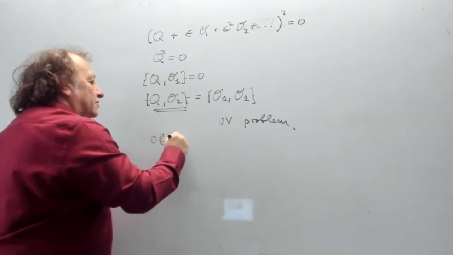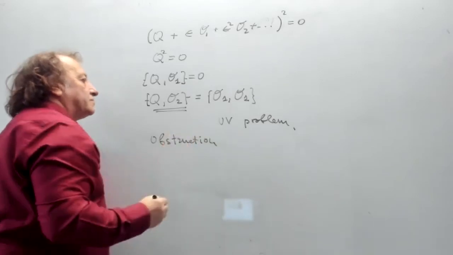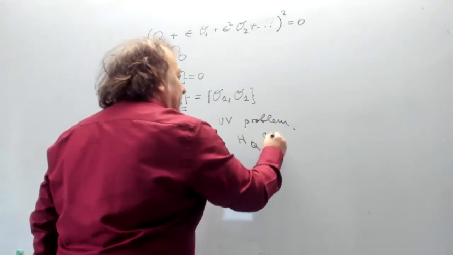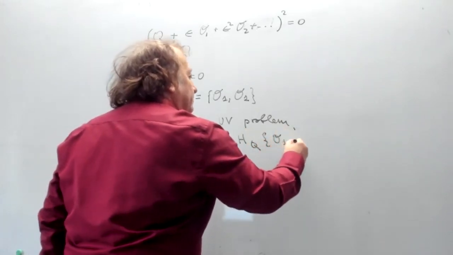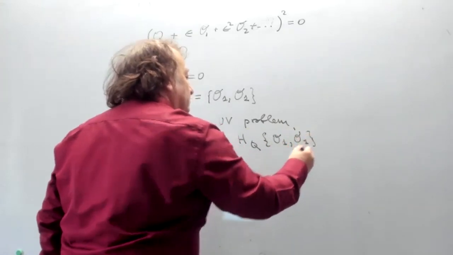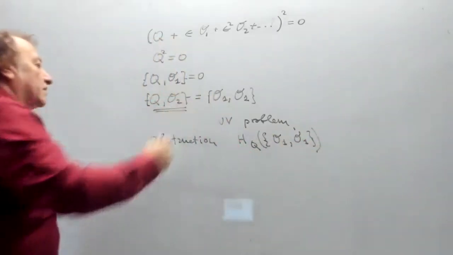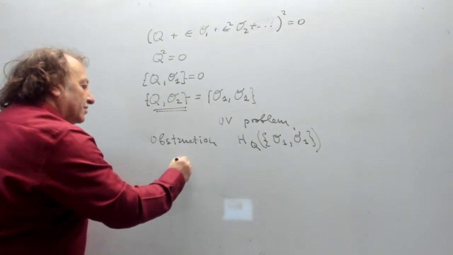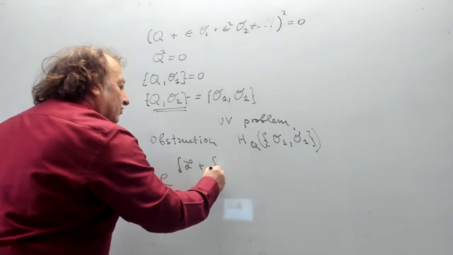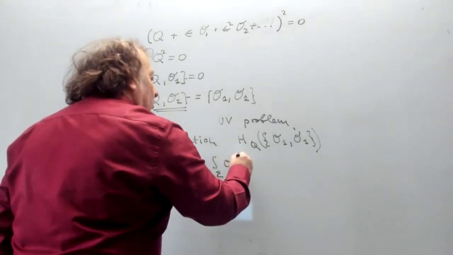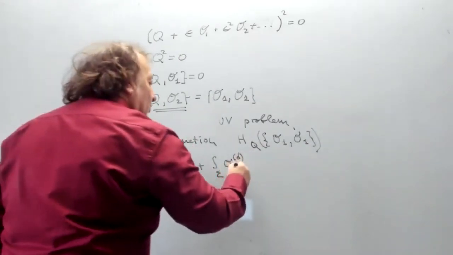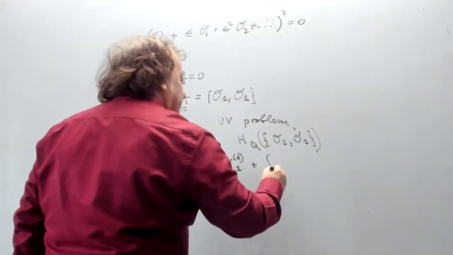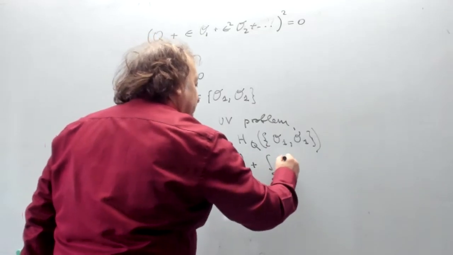So obstructions. So where are obstructions? Cohomology class of this O1 O1. If there is no cohomology, you should write that the theory is exponential Lagrangian plus integral over sigma O1 plus integral over sigma O2.